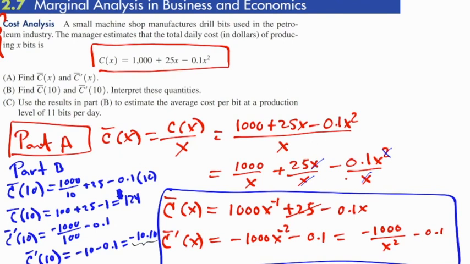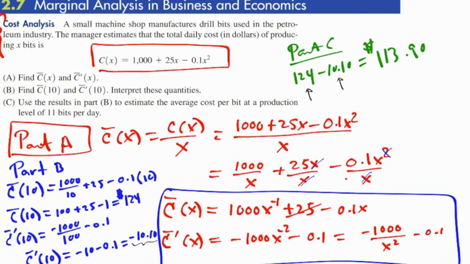Part C says use the results in Part B to estimate the average cost per bit at a production level of 11 bits per day. And we would say $124 minus $10.10 gives us $113.90. So we use the average cost per bit and how the cost per bit will decrease with the production of the next bit. And this is approximating the average cost per bit when production level is at 11 bits per day.